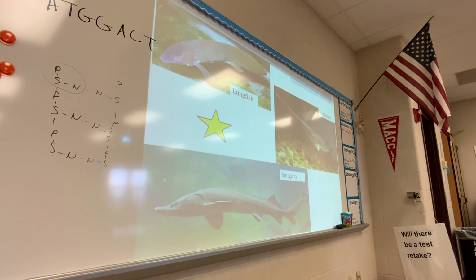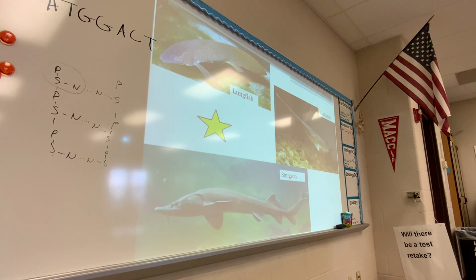Remember that your test on Friday is going to have some identification, so make sure that you're looking at those notes that are in Google Classroom, and you're identifying the pictures, and you'll be able to tell, okay, this is a sturgeon, this is a paddlefish, and so on.